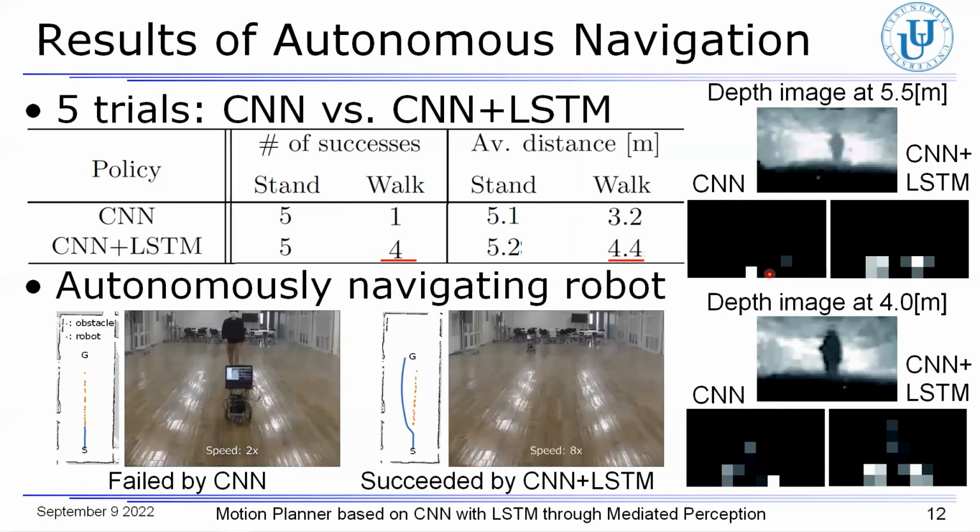So we can see that the robot based on the motion planner of CNN+LSTM paid more attention to the walking person here and here than that of CNN here and here. In other words, these results indicate that the robot successfully considered the time series variation of the obstacle in the images by applying the LSTM block to CNN. As a result, the robot reached the destination 4 times here.